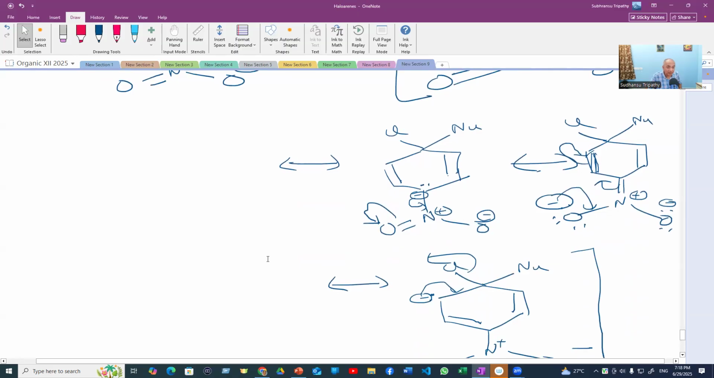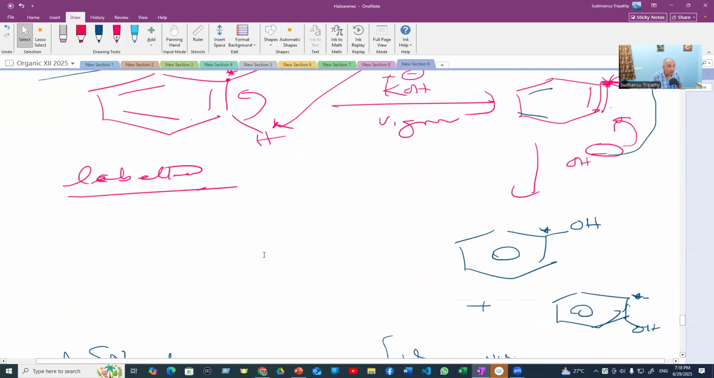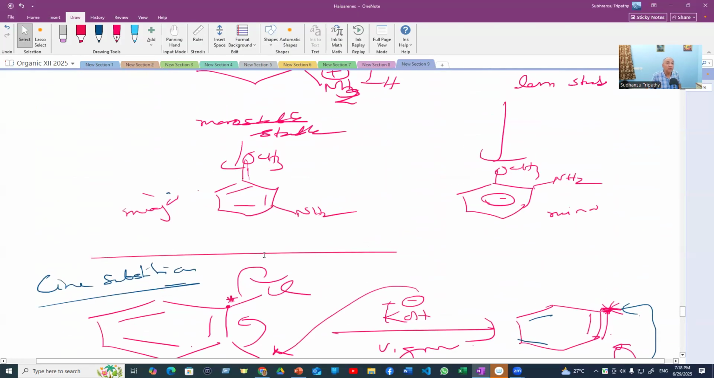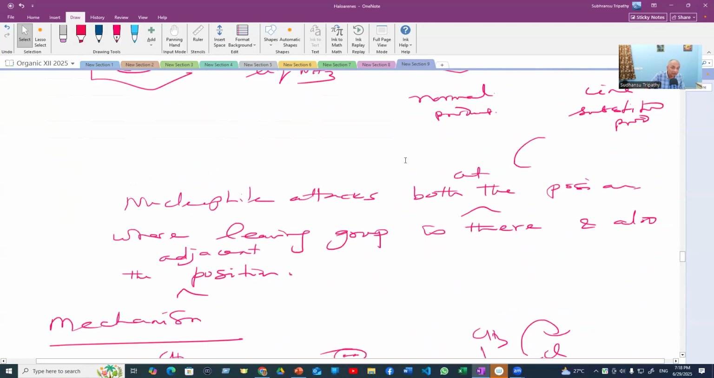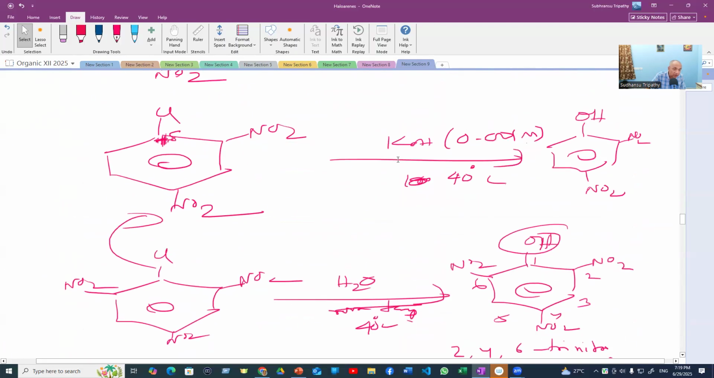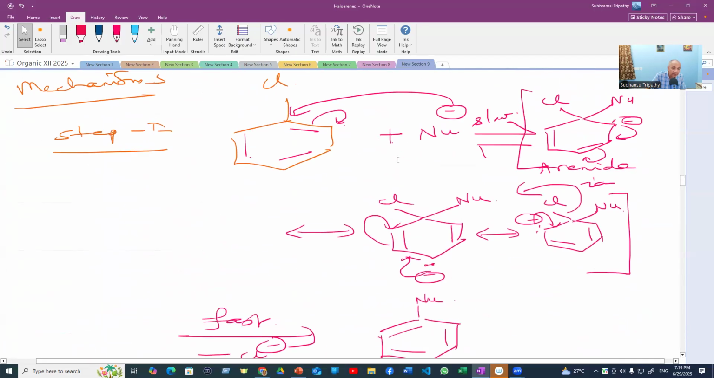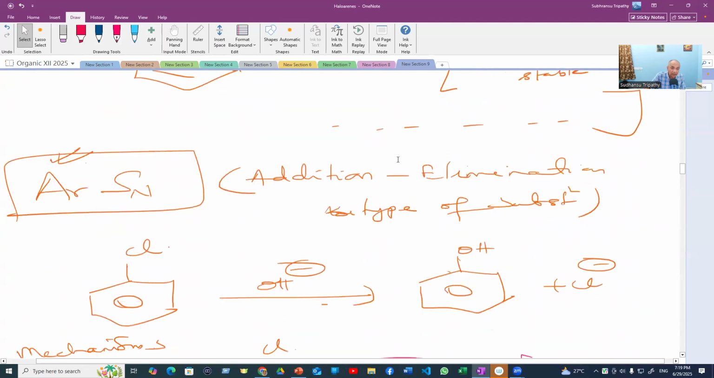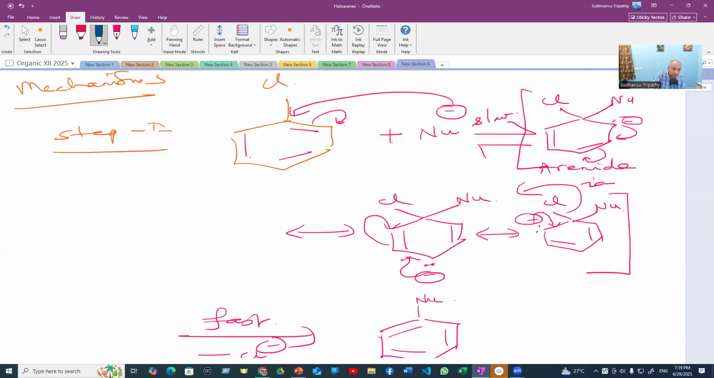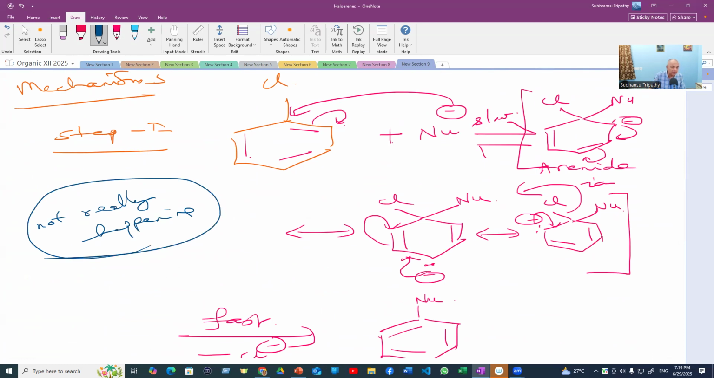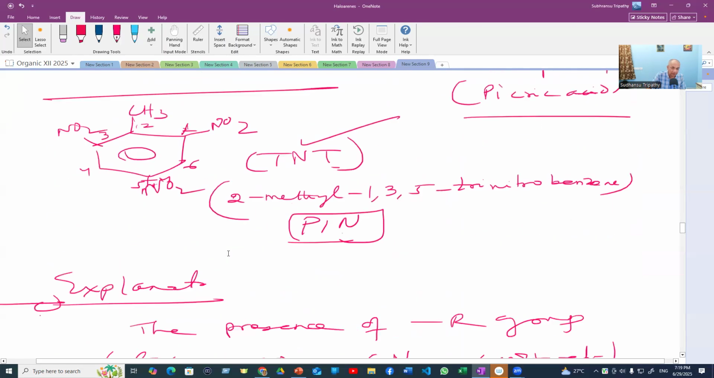That is why these will be ArSN, not mere chlorobenzene, which I showed you, that it is not really happening. Let me now write with conviction that this is not really happening. Simply, I explained the 2 steps by taking chlorobenzene, but it will not happen. This will go via the cine substitution mechanism that I have already explained.